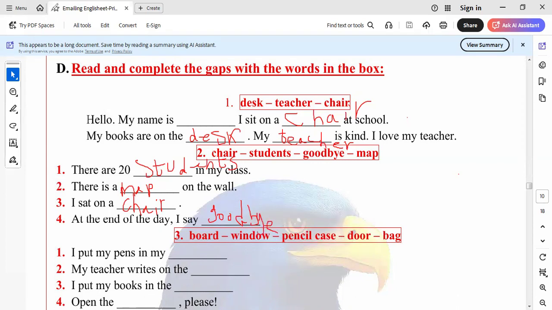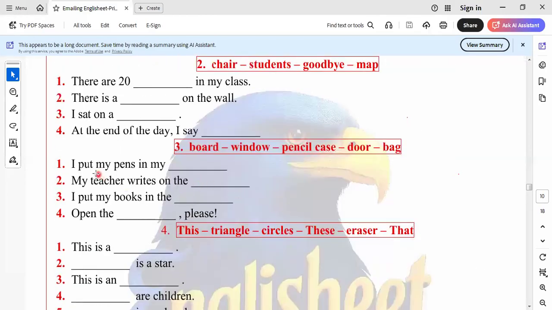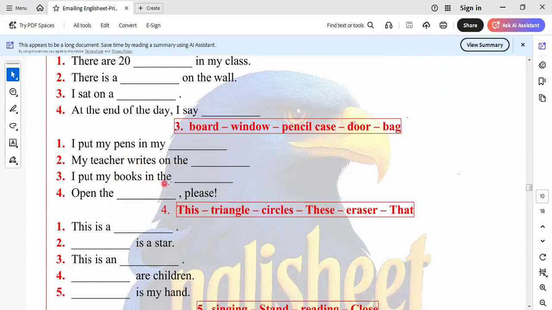Let's go to another one. Here we say, I put my pencil in what? In my pencil case. So the answer here will be my pencil case. My teacher writes on the board. Excellent. I put my books in the bag. It will be the bag. Open the window.